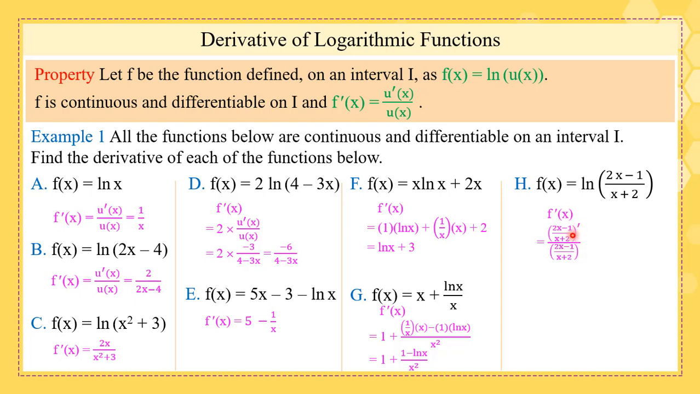Now we try to find the derivative of the numerator here, which is of the form u over v, and its derivative is u prime v minus v prime u over v squared, over this quantity, which is 2x minus 1 over x plus 2. Now after simplifications, we get 5 over x plus 2 into 2x minus 1.